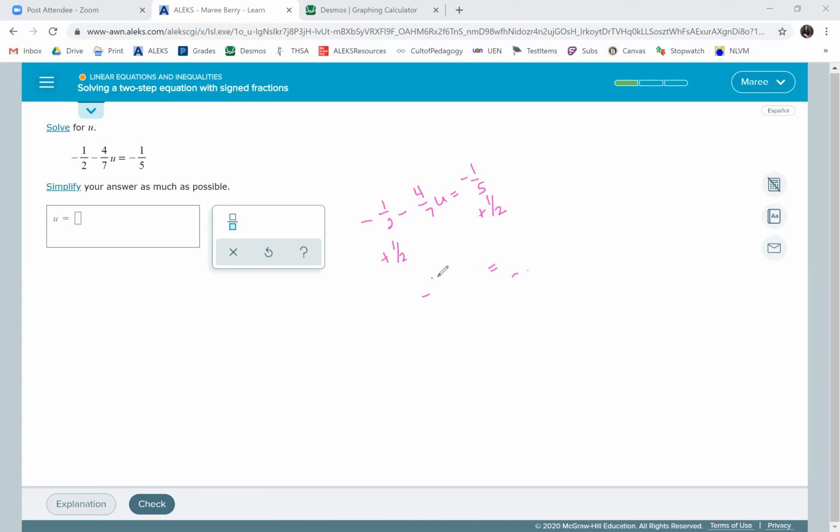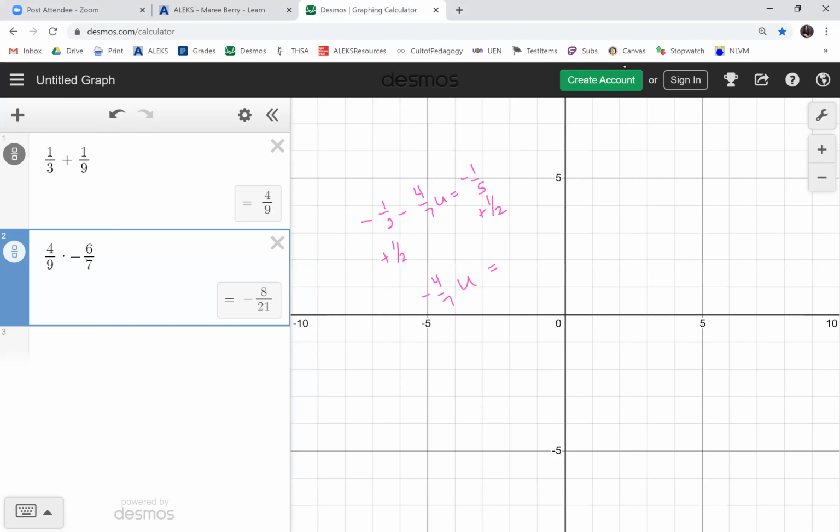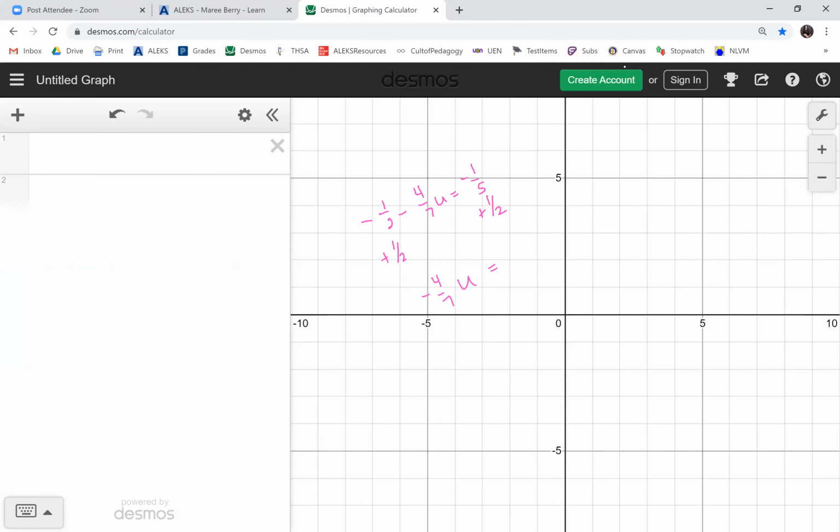So I'm going to have negative 4/7 u equals, and then I have to go to Desmos and see what negative 1/5 plus 1/2 is. So negative 1/5, right arrow, plus 1/2. Oops, I did 5th. It should be plus 1/2. 0.3, which is 3/10. So I'll write that as 3/10.